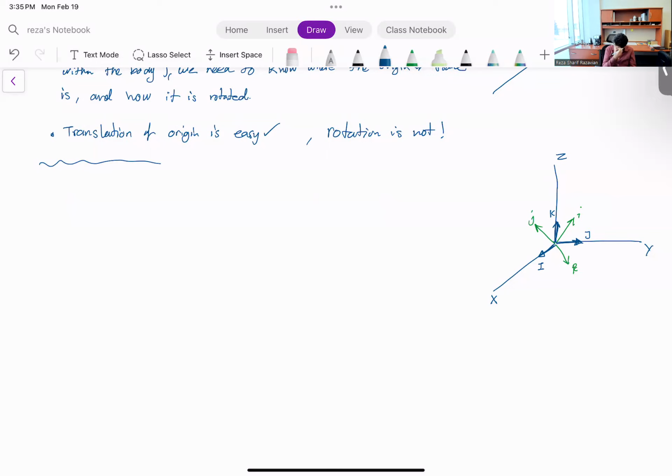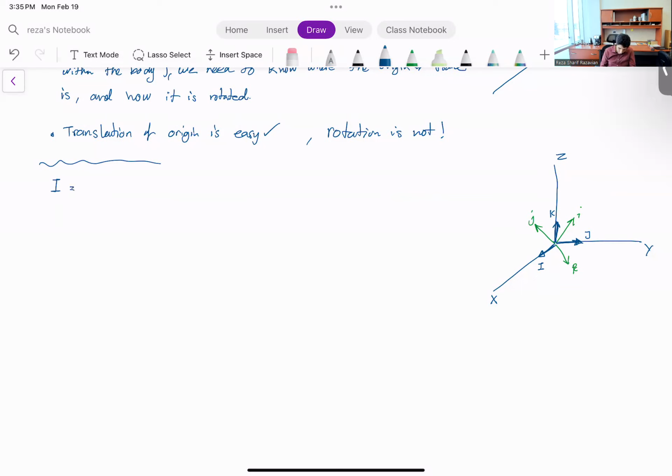So what can we do? The most basic form of describing this rotation is for you to tell me exactly where the big I is, where the big K is, and where the big J is relative to the other frame. So that's what I'm going to do. So this I, the vector I have it here.